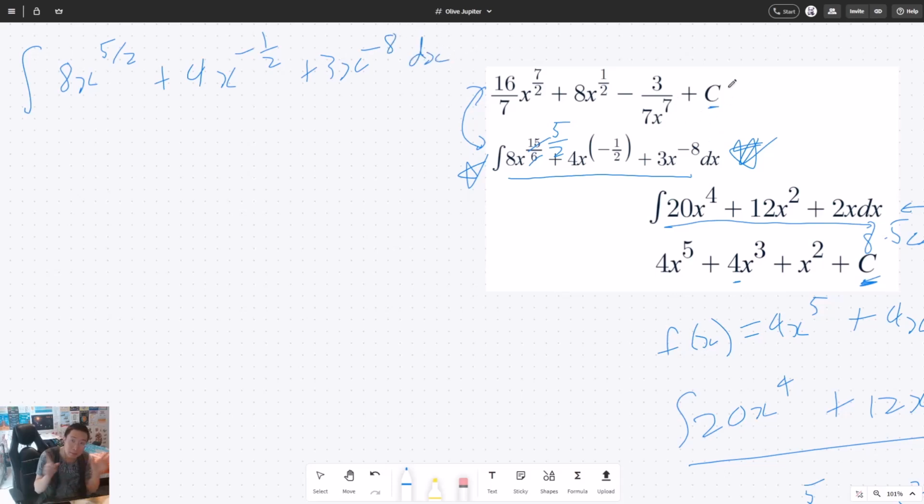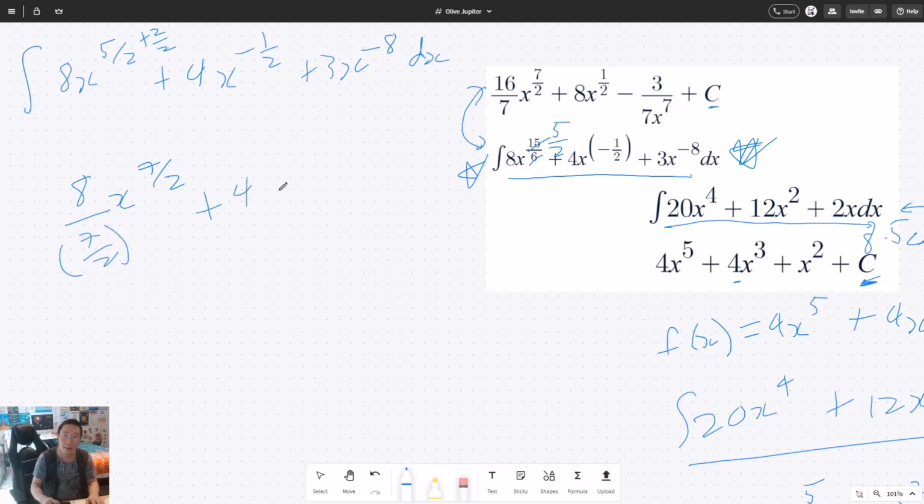It can be any variable. We're just going to put a c for now. We're having a good time solving this math problem, guys. To keep on with the previous pattern, we do 8 times x and we add 1. So we add 2 over 2, which gives the power 7 over 2. And we divide that 8 by 7 over 2. That's how this works.